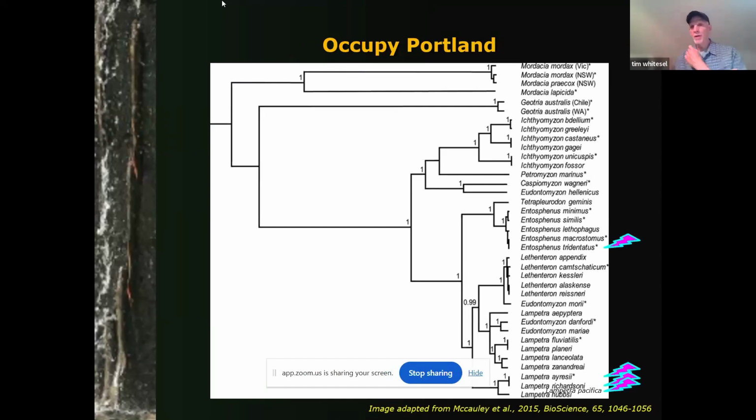In the case of Portland and the Portland Harbor specifically, there are 4 on this list that you can find. The first little lightning bolt that you see in the middle of the screen is Entosphenus tridentatus, otherwise known as Pacific lamprey. Please note that their genus is Entosphenus. The 3 at the bottom are Lampetra ayresii, Lampetra richardsoni, and Lampetra pacifica. We'll talk some more about those, but those are the other 3 species that you could find in Portland Harbor. Again, note those are all in the genus Lampetra.